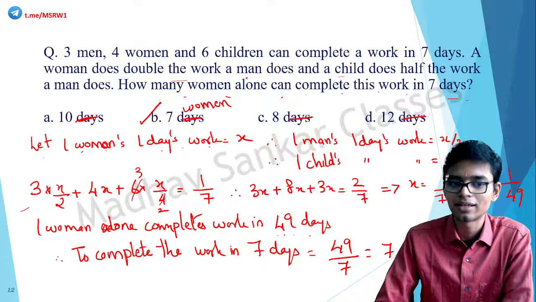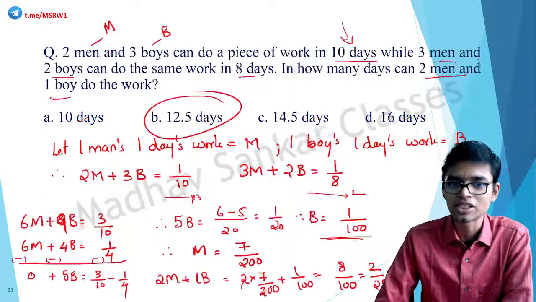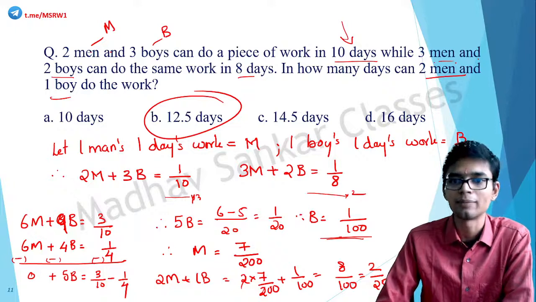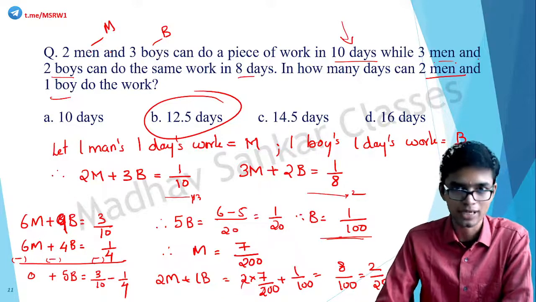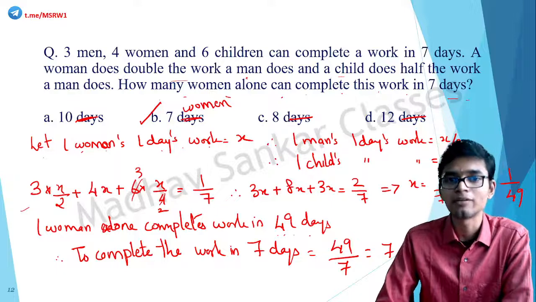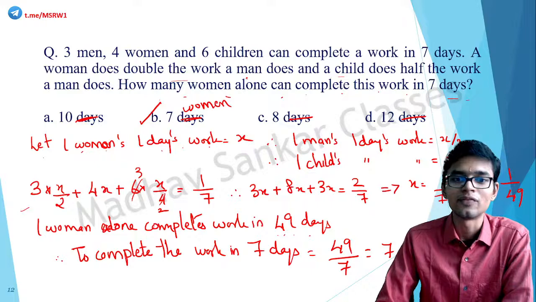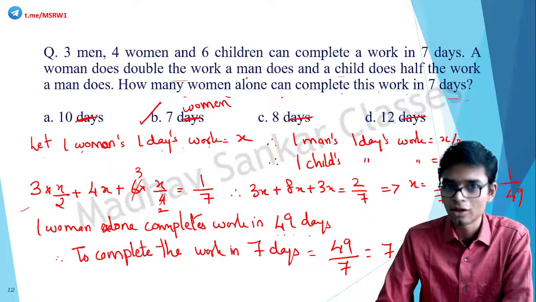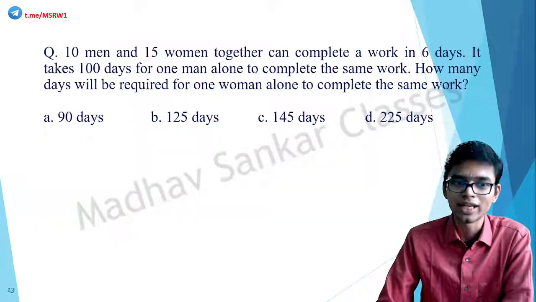Did you understand the method in which it's done? In the previous question, we did not get a relationship between the work done by a man and a boy. That is why we had to go for M and B. We solved for two variables M and B and then found the answer. But in this question, we have a relationship between the work done by man, woman and children. Correct? So using that relationship, we have avoided using three variables and we did it with one variable. Got it? Final question for the day.